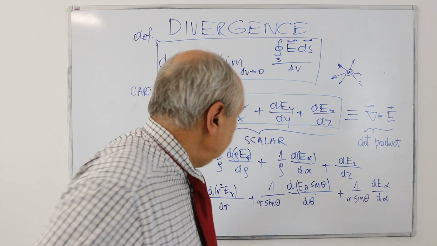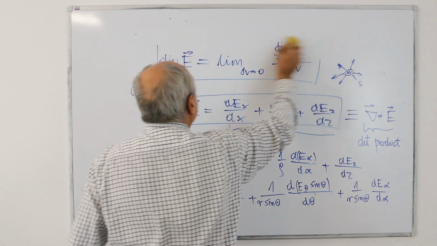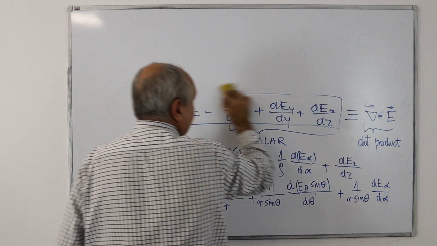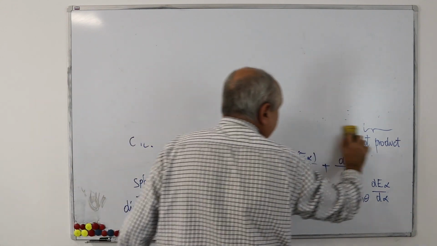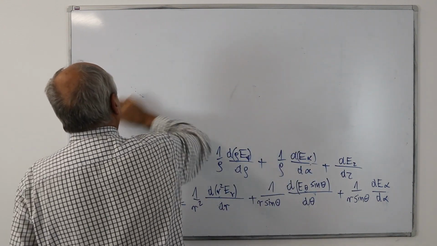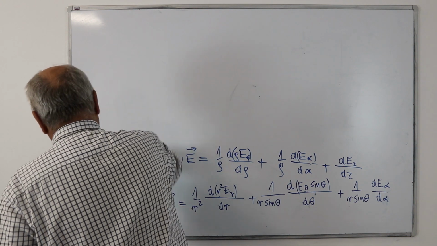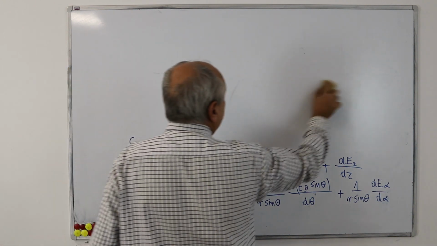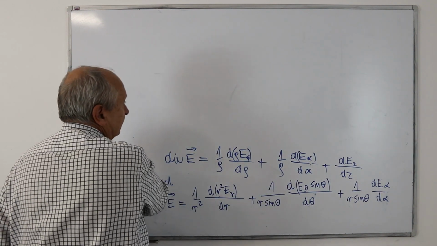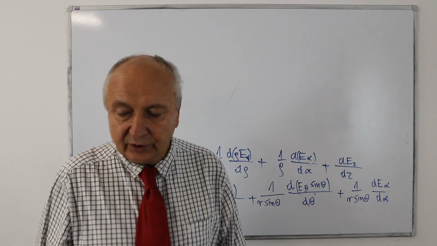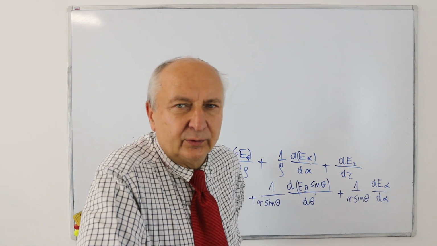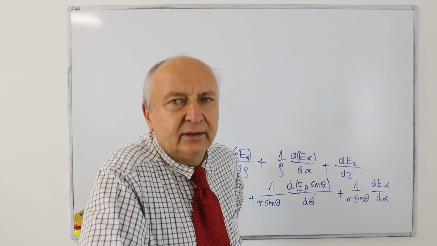And now next, gradient. Gradient is an operator that from a scalar field creates a vector field. So applying the gradient to a scalar field, we obtain a vector field.